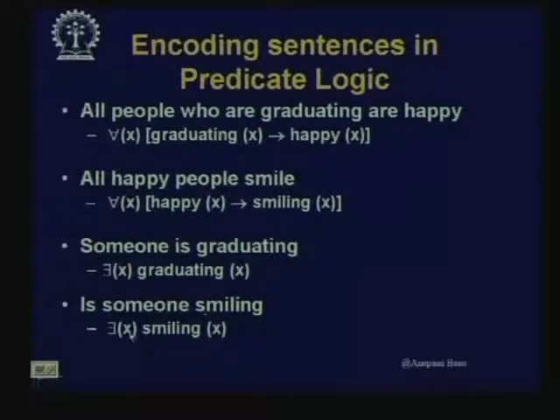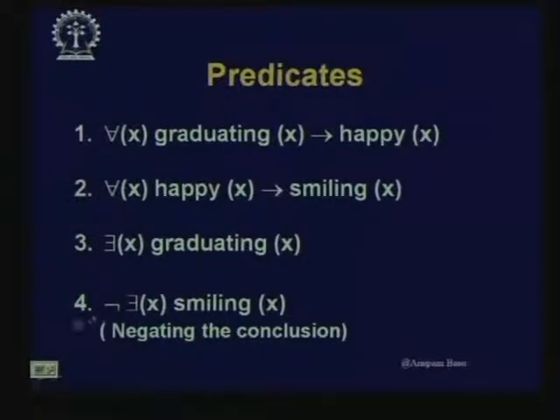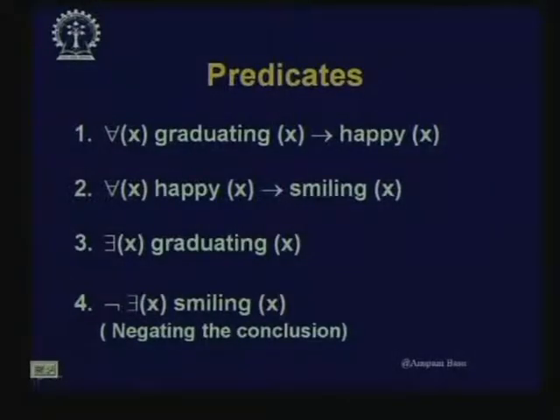Is someone smiling was stated as there exists X such that smiling X. That was the conclusion, and the negation of the conclusion therefore is there does not exist X such that smiling X. If I can prove this, that there does not exist X such that smiling X, that means no one is smiling. Okay. But if I disprove it, that means someone is smiling. So, we first negate the conclusion and keep the others as they are.